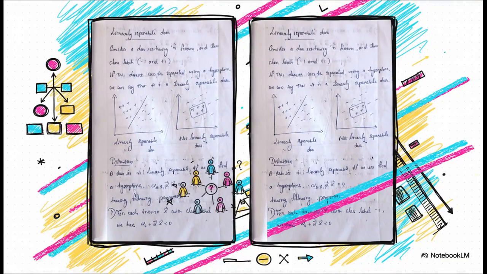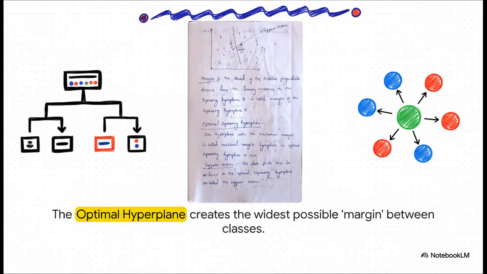The whole idea behind an SVM really shines when your data is what's called linearly separable. It's a fancy term, but all it means is you can draw one single straight line that cleanly separates all the blue dots from all the red dots, just like you see in that graph on the left. But as you can probably imagine, you could draw a whole bunch of different lines that do the job. The goal of an SVM is to find the single best one.